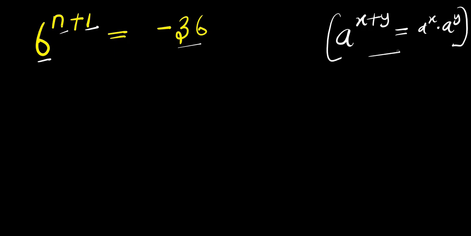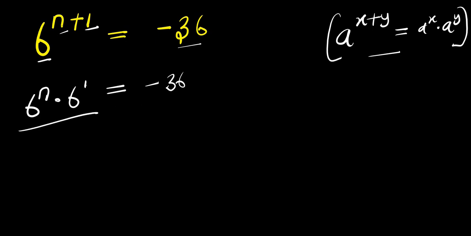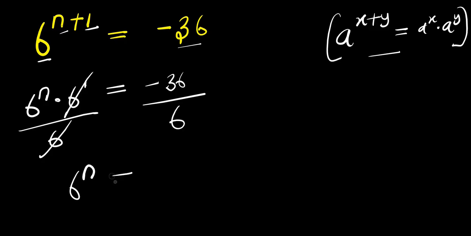Now, we can apply this identity here, so we have 6 power n times 6 to the power of 1 equals negative 36. Remember, 6 to the power of 1 is 6, so I can divide this by 6. Also divide this by 6. 6 eliminates 6. I have 6 power n equals negative 36 divided by 6. I have negative 6.